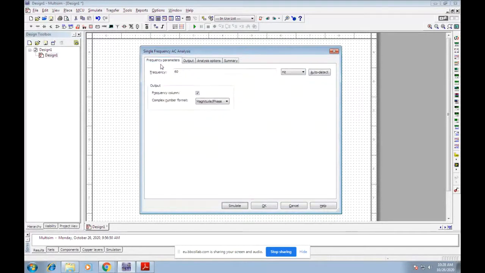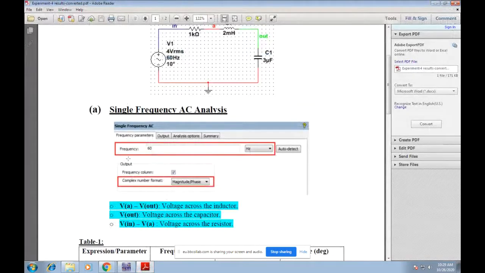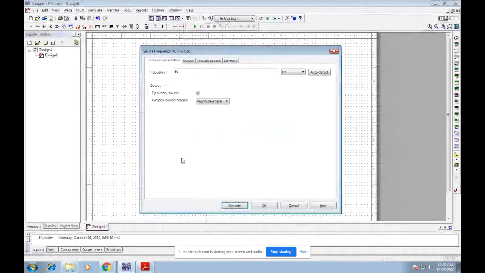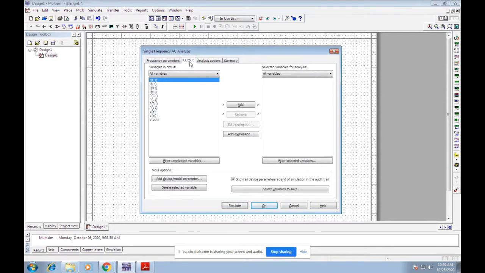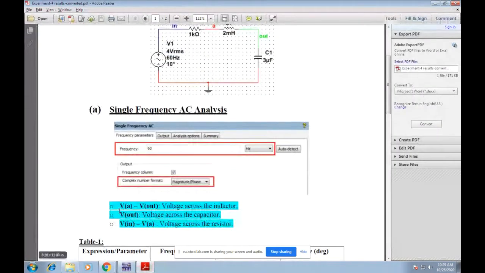So you understand about the frequency parameters. As per the lab manual, we have to make the frequency as 60. And the frequency column we have to select, and complex number format is magnitude or phase. Once you select this 60, we have selected the frequency column, and from here we have selected the magnitude or phase. Okay, and go to the next part, output. In this output, we have to make these three expressions for inductor, capacitor, and resistor.